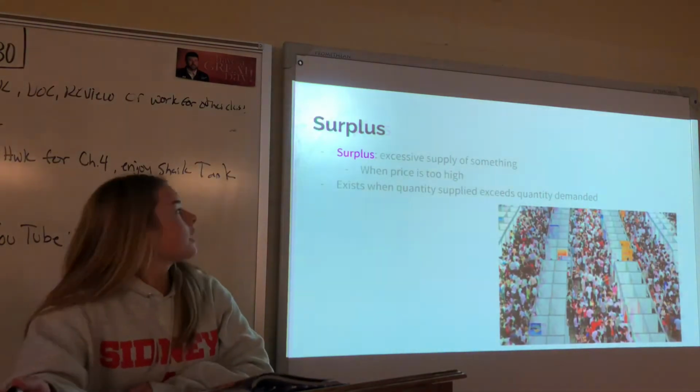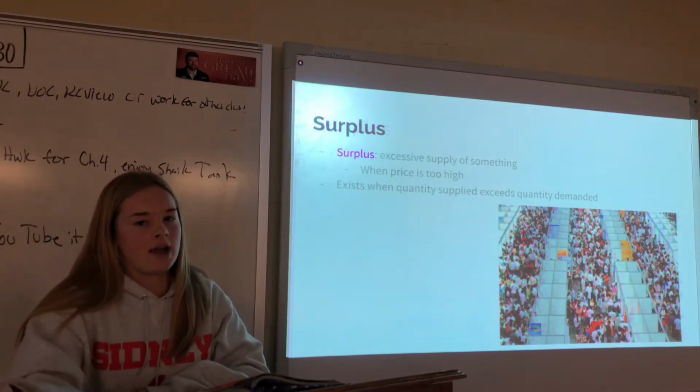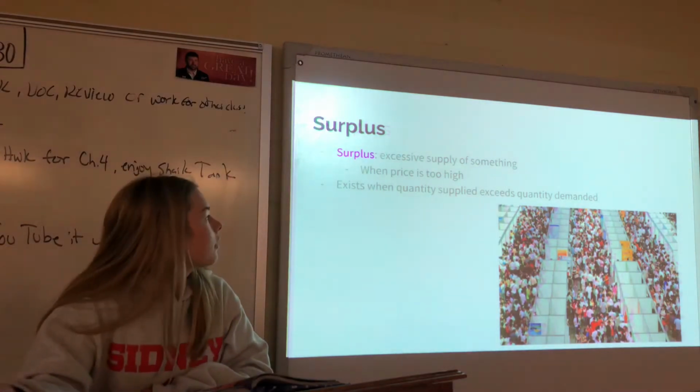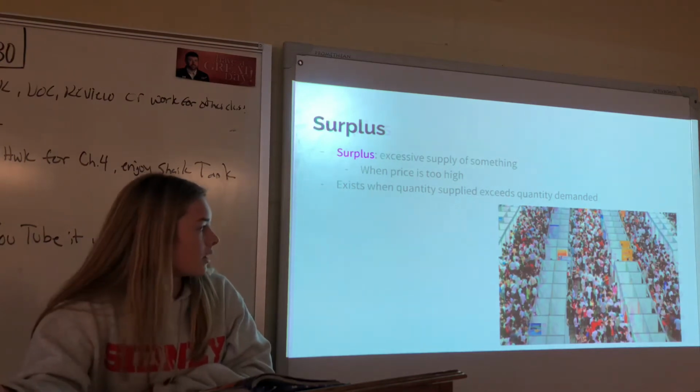A surplus, on the other hand, is when there's an excessive supply of something. This is when the prices are super high and you don't want to buy anything. It exists when quantity supplied exceeds quantity demanded.